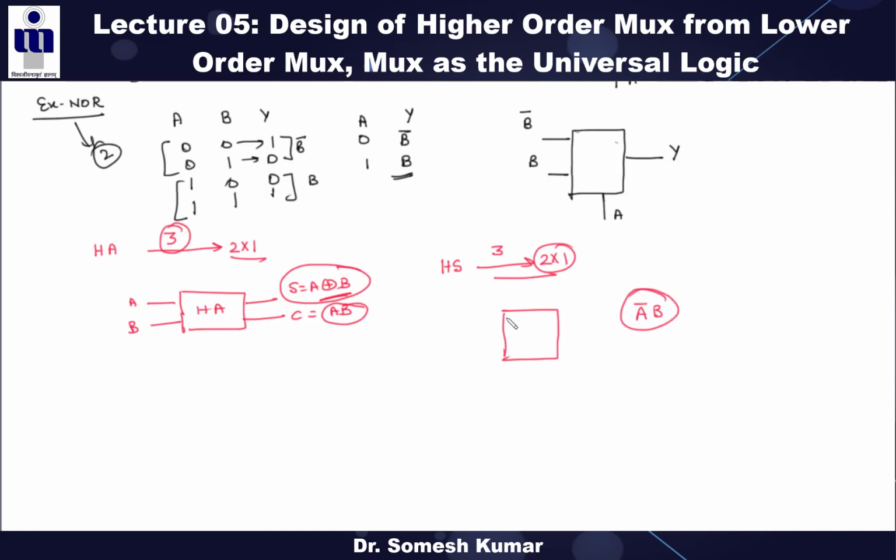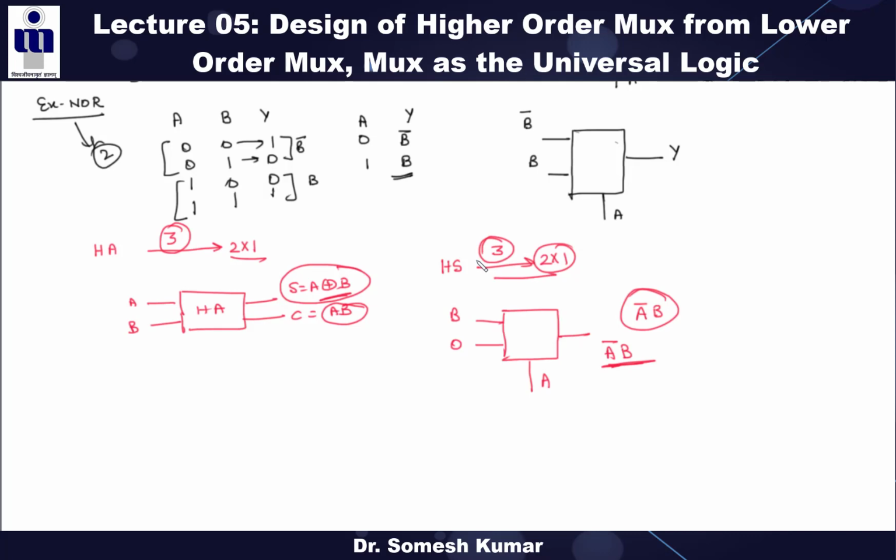So how can you design A bar B using a 2:1 mux? This is the select line if I take A. Then here I can take B and here I can take 0. So this is A bar B. Don't always think that for this bar you need one extra mux. Here A can act as the select line. You have to think in this manner. So now this is A bar B. So for the half subtractor also 3 2:1 mux are required to implement this.